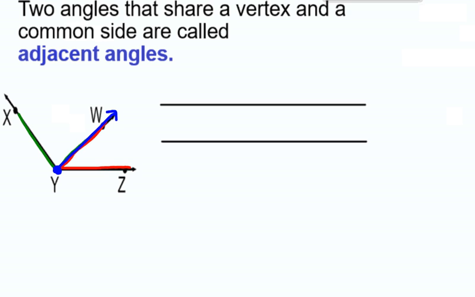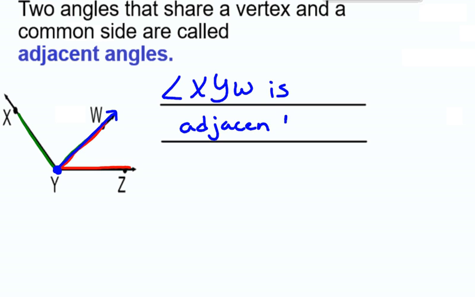That is adjacent angles. So we could say that angle XYW is adjacent to angle WYZ. Okay, adjacent angles. Oops, I misspelled adjacent. I'm going to go back and put a T up there. Adjacent to.